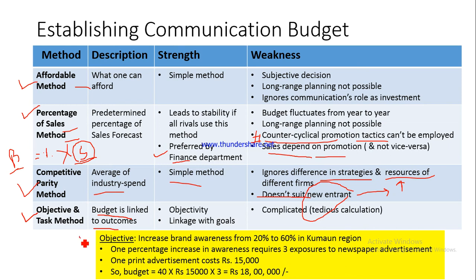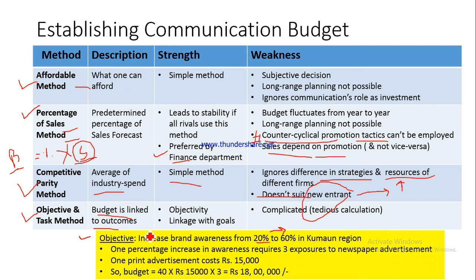Here the objective has been specified right in the beginning. We have to increase the brand awareness from 20 to 60% in the Kumaon region. So I'm just giving a brief idea of how the objective and task method works, though it's a relatively more complicated method. So let's say a particular brand wants to increase its awareness levels from 20%. The current awareness levels are just 20%, and it wants it to be tripled to 60%. Right, that is the objective that this particular company has set for itself, right?